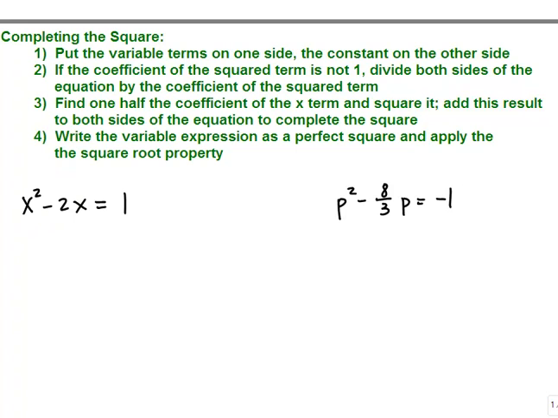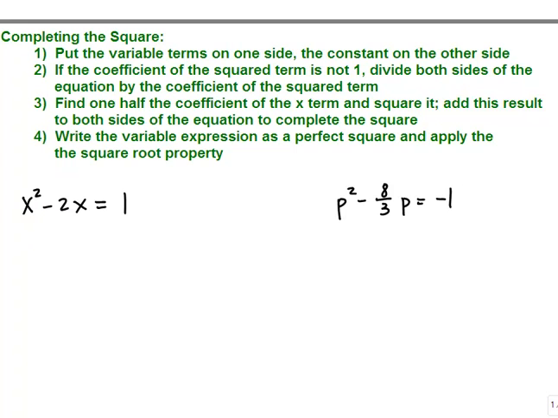So this is a little bit more powerful than the other two methods. Unfortunately, it's a little bit trickier and a little bit harder to follow sometimes. It's a little more work. So let's start with our first example here. We have x squared minus 2x equals 1.